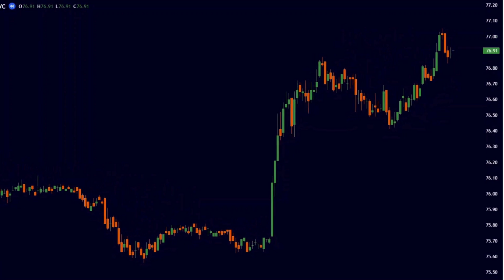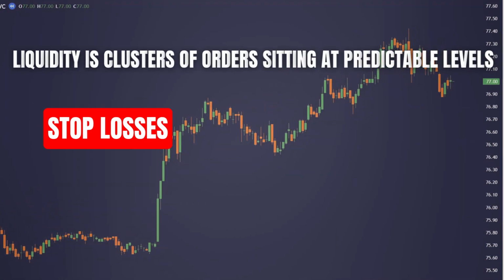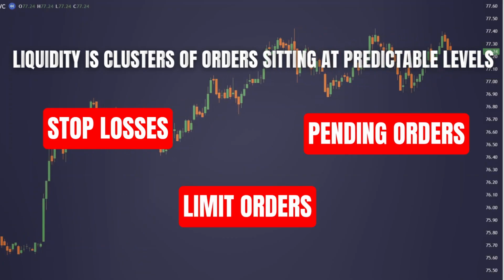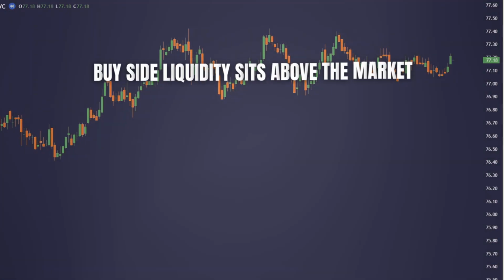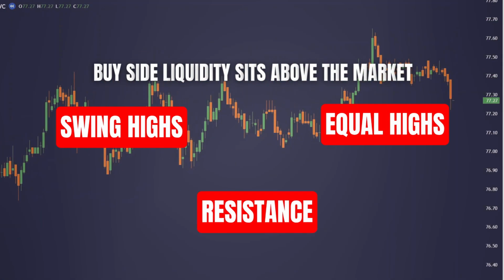Let's bring it all together. Liquidity is clusters of orders sitting at predictable levels. Stop losses, pending orders, limit orders. Smart money moves price toward those clusters to collect the orders they need to execute their own large trades. Buy side liquidity sits above the market, above swing highs, equal highs, and resistance.